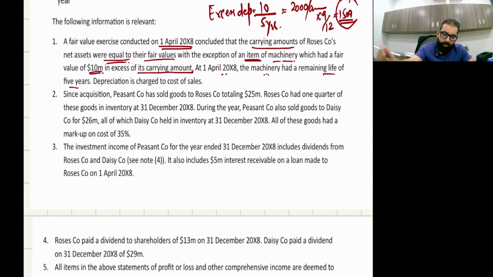Now, since acquisition, Peasant Company has sold to Roses Company, P2S sale, an intercompany sale of subsidiary, totaling 25 million. Roses Company had one quarter of these goods in inventory at 31st December X8. During the year, Peasant Company sold goods P2A as well, to Daisy, for 26 million, all of which is complete inventory held with the A company, the associate, at 31st December X8. All of these goods had a markup of 35%. Okay, easy.